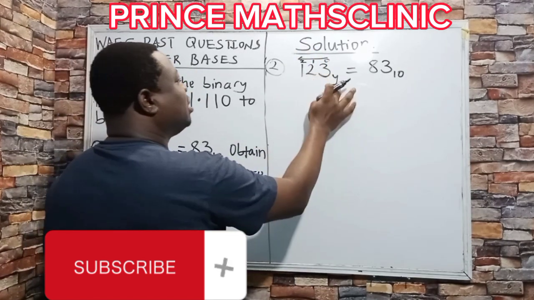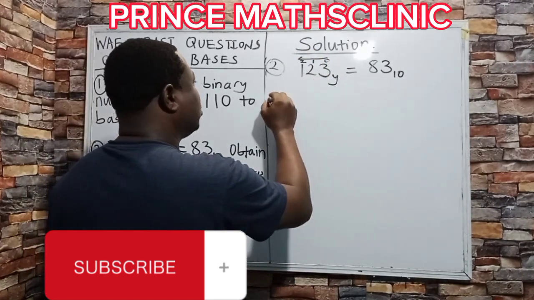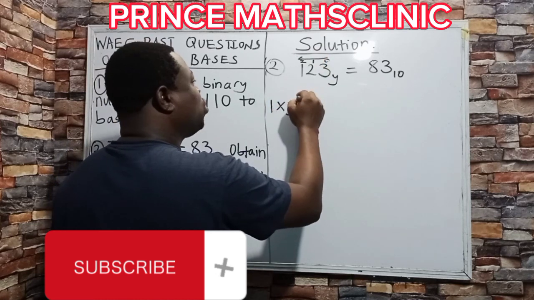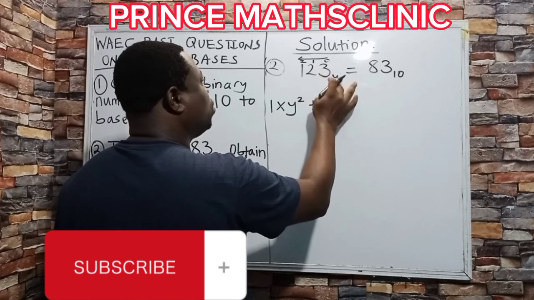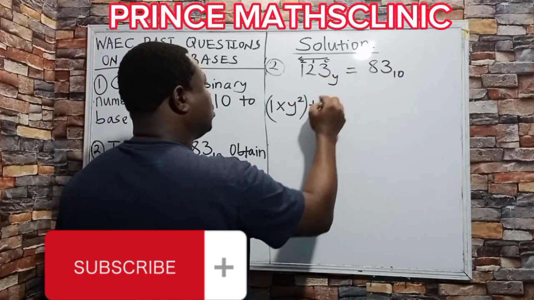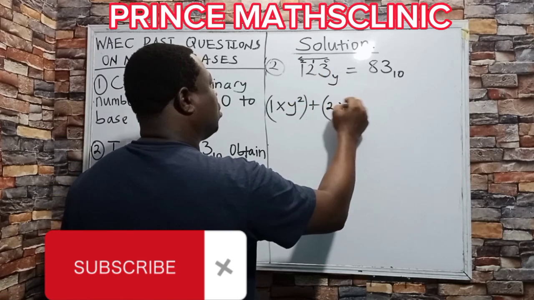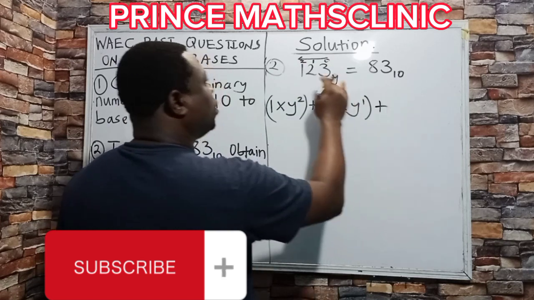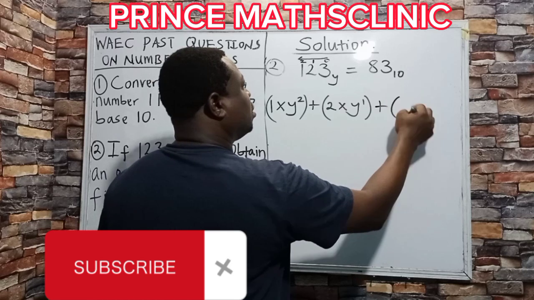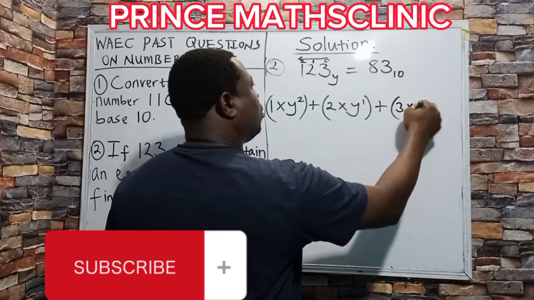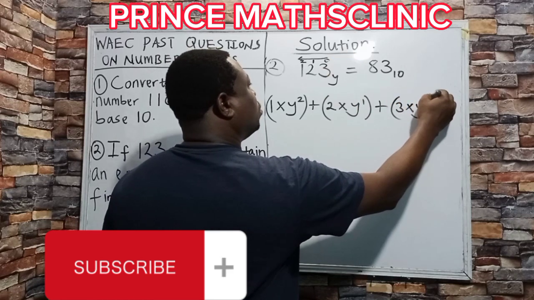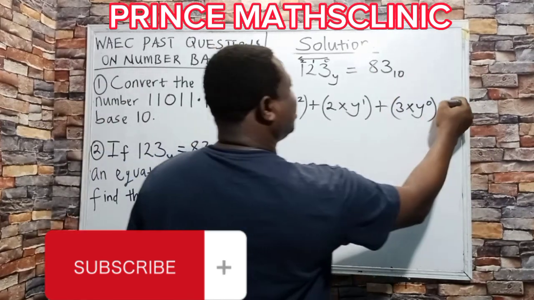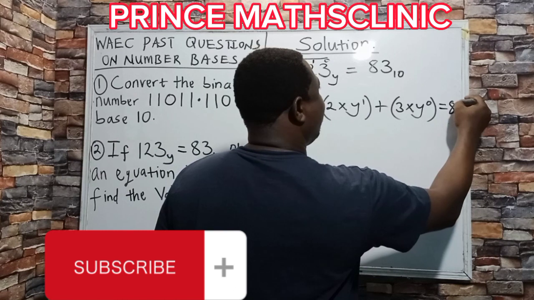Then you say 1 times y, 1 is carrying the power of 2, plus 2 times y, 2 is carrying the power of 1, plus 3 times y, 3 is carrying the power of 0. Then this 83 is already in base 10. So just write it as 83.